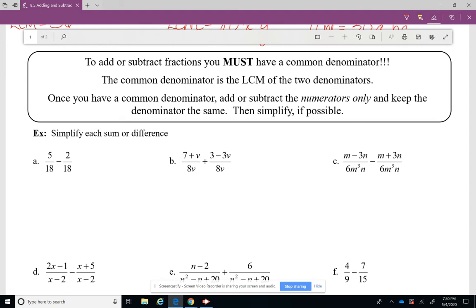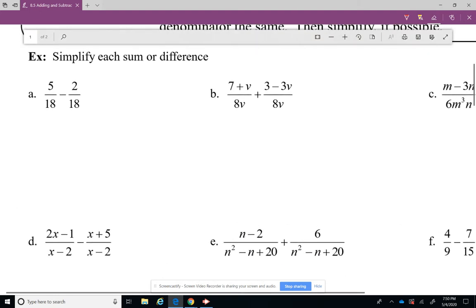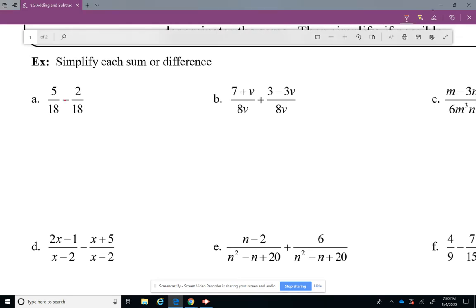All right, so let's start with this first one. We see that they have the same denominator. So this is just going to be 5 minus, I'm going to trace over that minus sign. Some people like to put plus negative. It doesn't matter. You're still going to get 3 over 18. Now divide them both by 3, and you'll get 1 over 6. That is the difference between those two fractions. 5/18 minus 2/18 is 1/6.